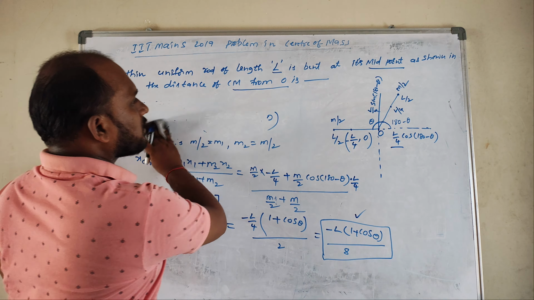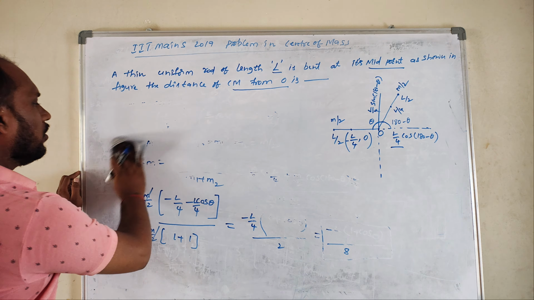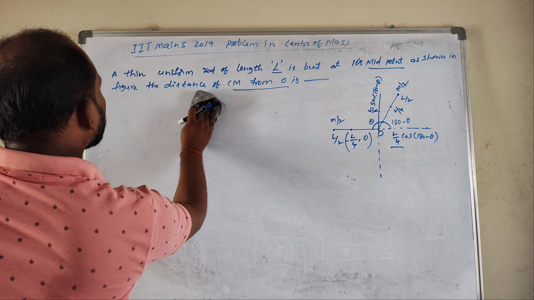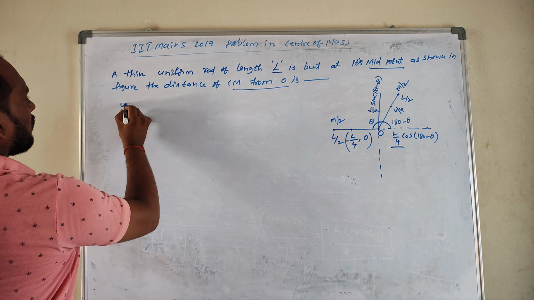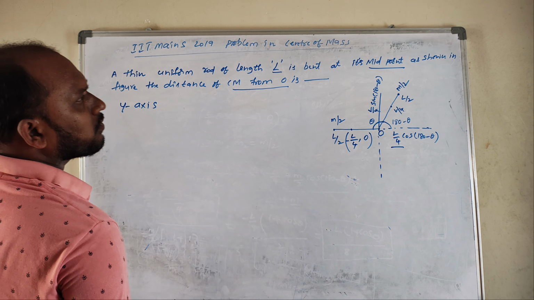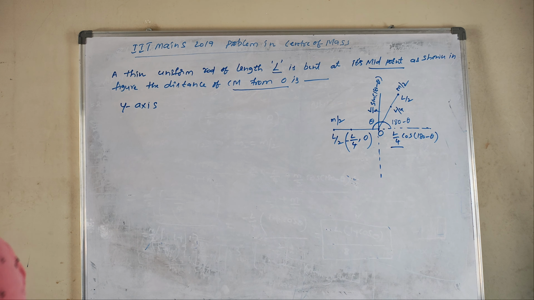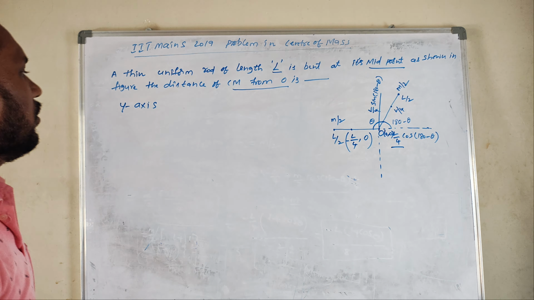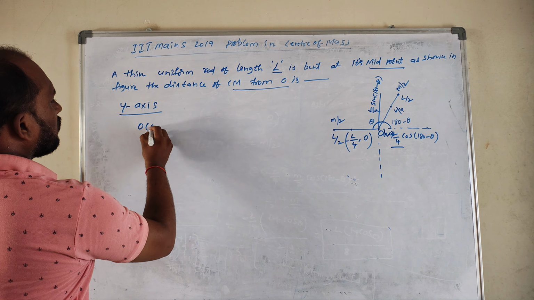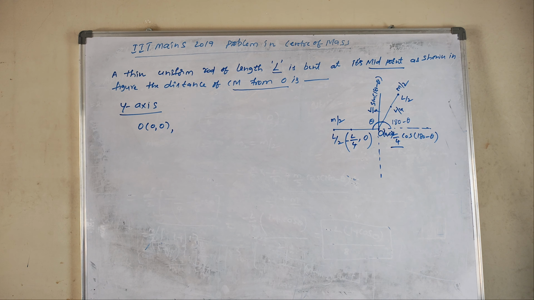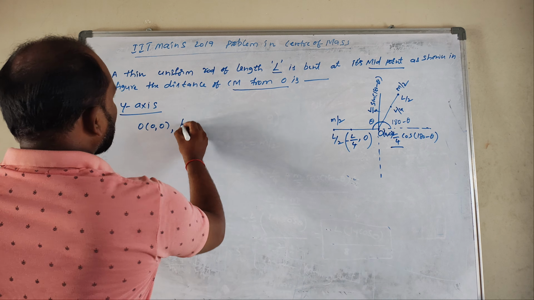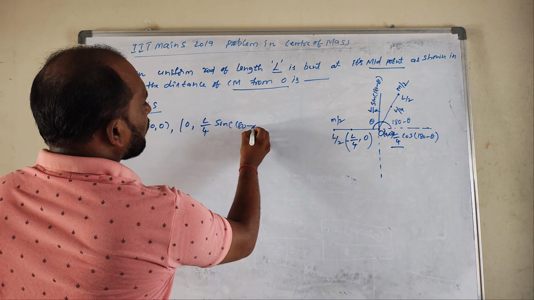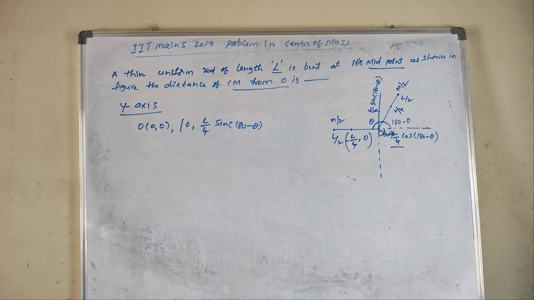So next I will go through the y-axis values. Let's see, guys, the y-axis value. So I want to evaluate the y-axis value. So on the y-axis, we have one point here, that is O, which means 0 comma 0. So this is O means 0 comma 0, no doubt. So we have one point on the y-axis, that is 0 comma 0. Another point is also there. What is the point, guys? 0 comma L by 4 sin (180 minus theta). We have sin (180 minus theta).